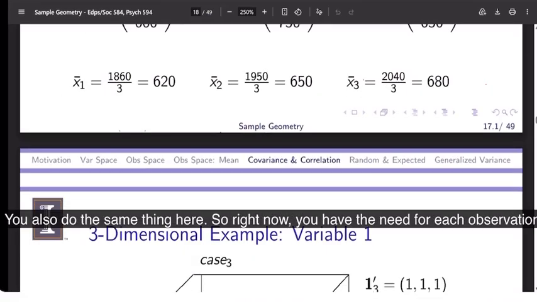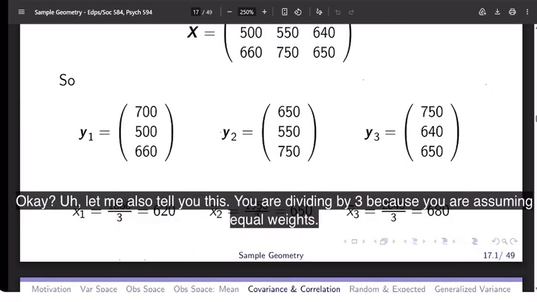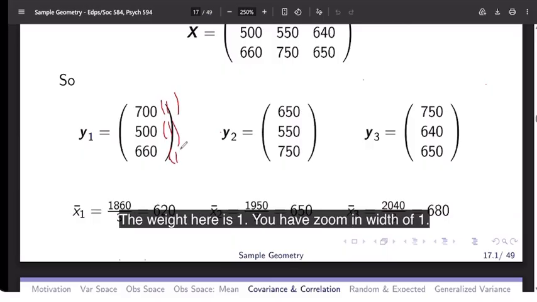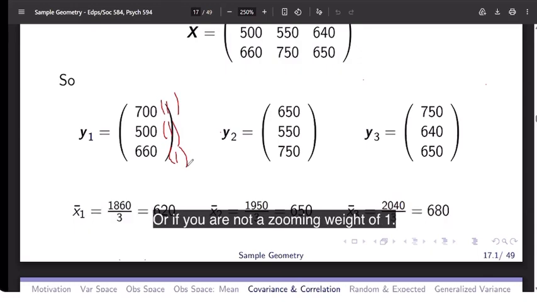Okay. Now, when you have the mean for each observation, let me also tell you this. You are dividing by 3 because you are assuming equal weights. The weight here is 1. You are assuming weight of 1, and weight of 1. That's why you are dividing by 3. Or if you are not assuming weight of 1, if they are not equally weighted, it's not going to be divided by 3. Okay, so that's what I mean here.